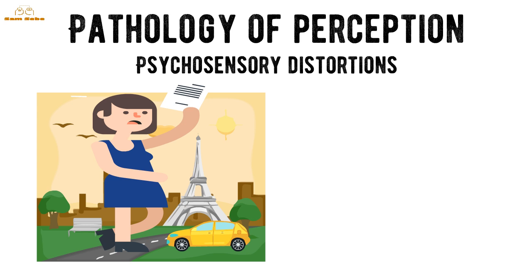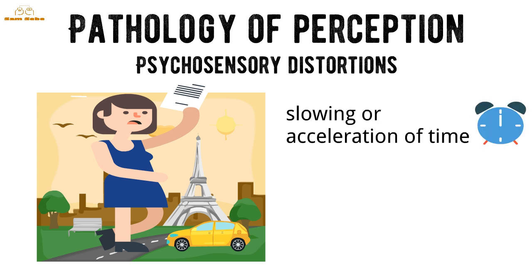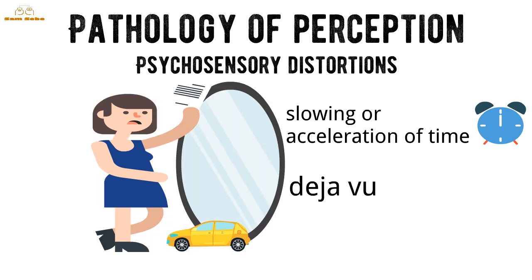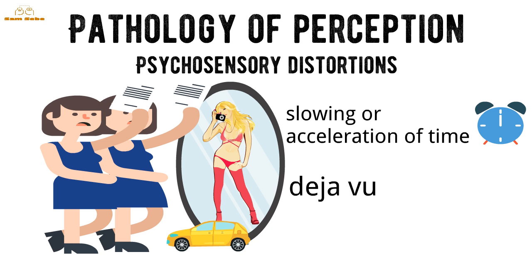Distorted perception of time, such as the slowing of time or its acceleration, and a feeling of having already experienced the present situation, called déjà vu, can also be classified as psychosensory distortions. In addition, disturbances of the body image, when some body parts are perceived disproportionately larger or smaller, and disturbances of the self, such as fragmentation or doubling of the psychological self, can also be considered as psychosensory distortions.